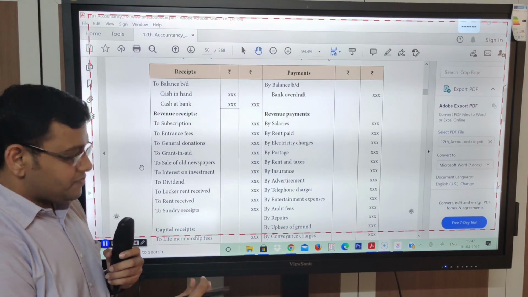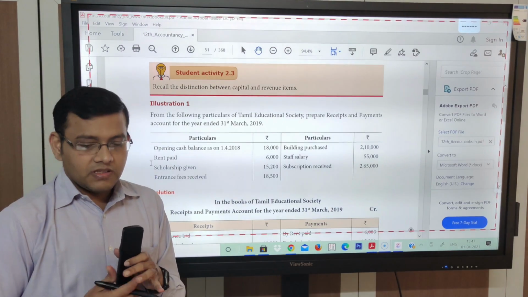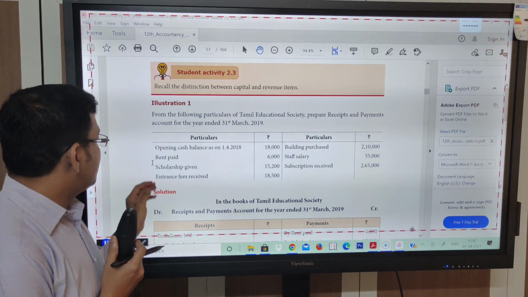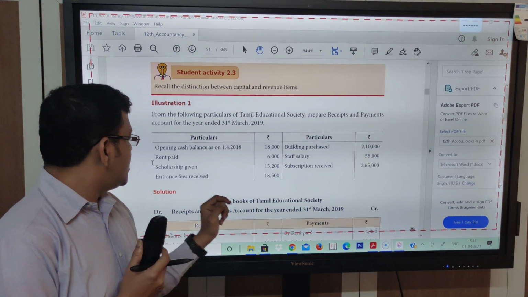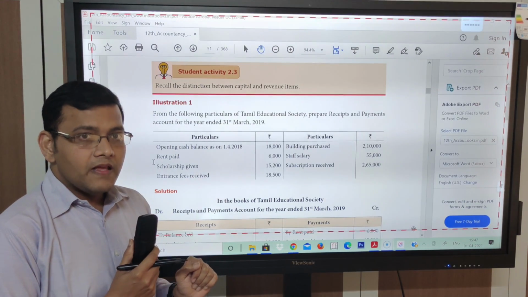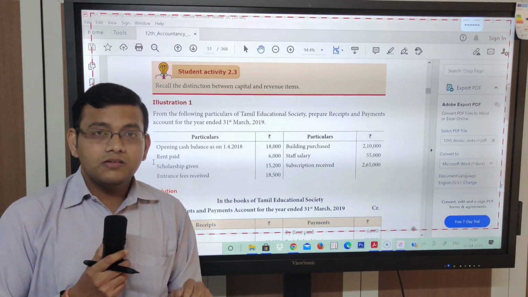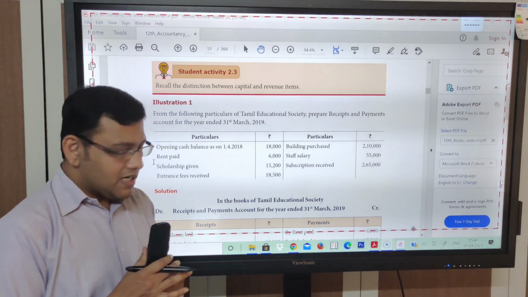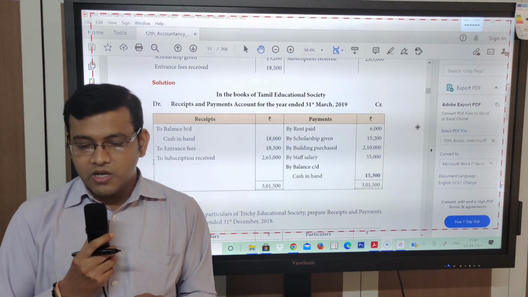So if you see, the first illustration is the Tamil Education Society preparing the receipts and payments. They have given the opening cash balance, building purchased, rent paid, staff salary, scholarship given, subscription received, entrance fee received. Now, if you go by this, receipts and payments is just a replica of your cash or bank book. So keeping that in mind, we'll be preparing the receipts and payments account for the year ended 31st March 2019.